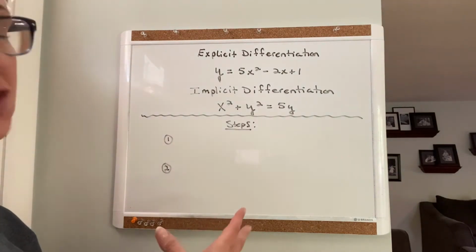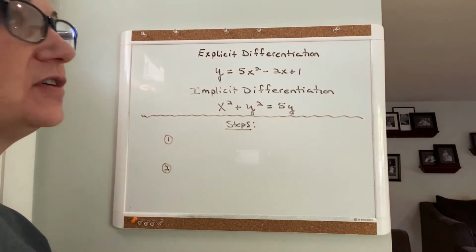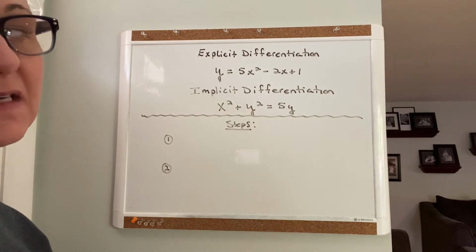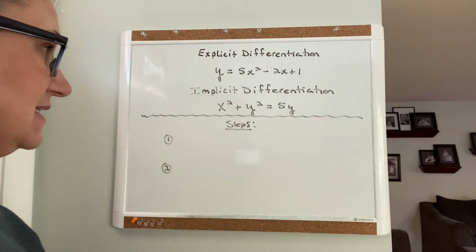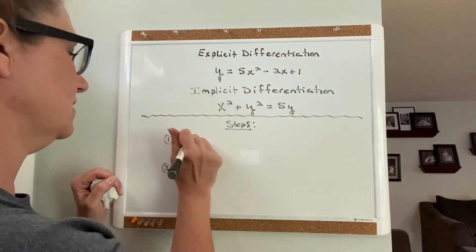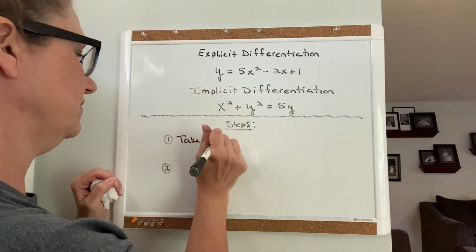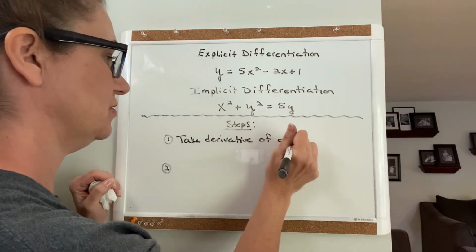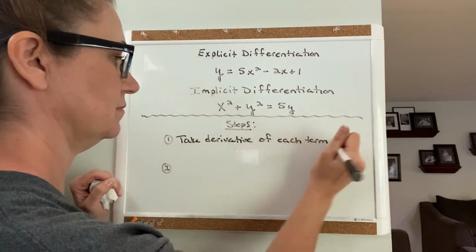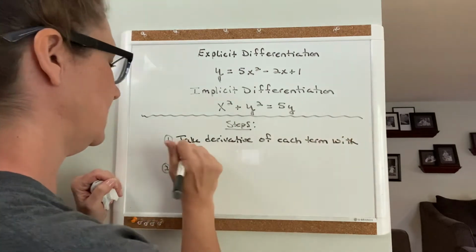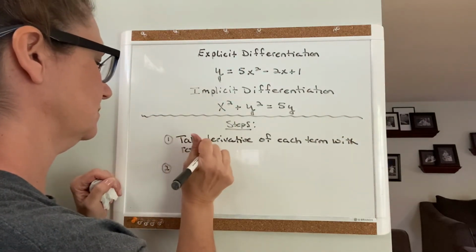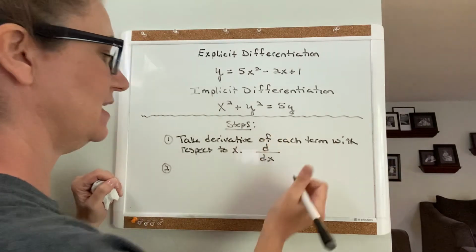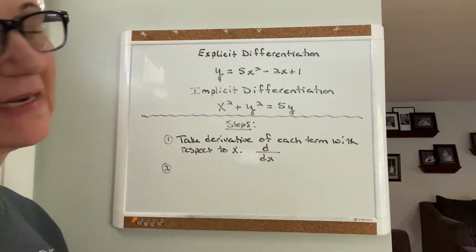So the steps to doing this: first and foremost, you need to take the derivative of every single term with respect to x. So take the derivative of each term with respect to x. All right, so d/dx, the derivative with respect to x.